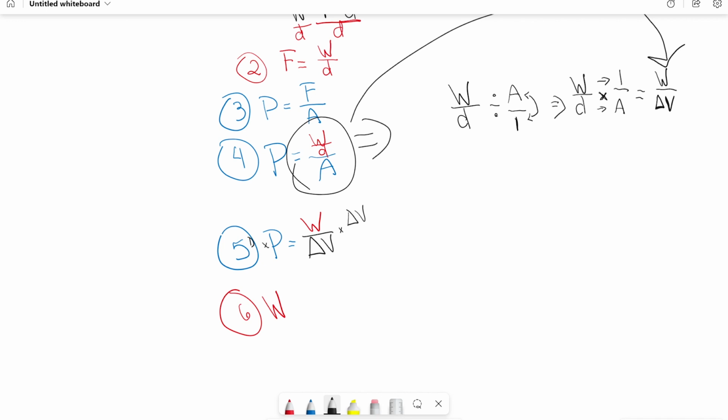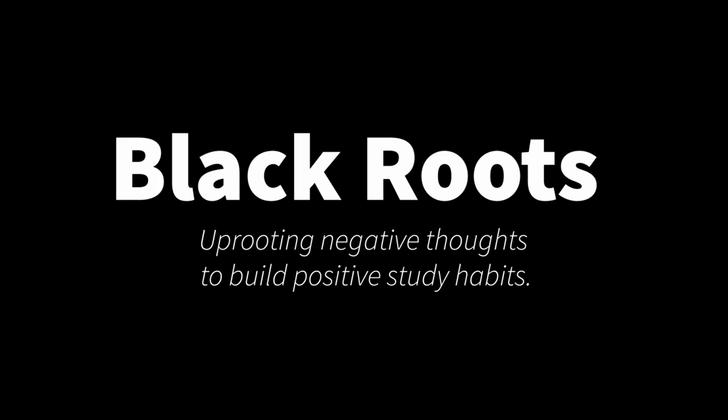multiply by delta V. And so then those are going to cancel out, so then we're going to get work by itself, and work is going to be equal to this pressure times this change in the volume, or delta V. So this is another way that we could talk about work. Work is pressure times a change in volume.